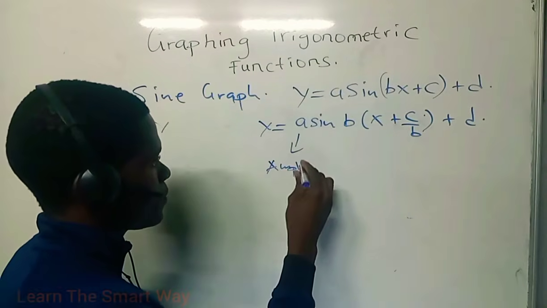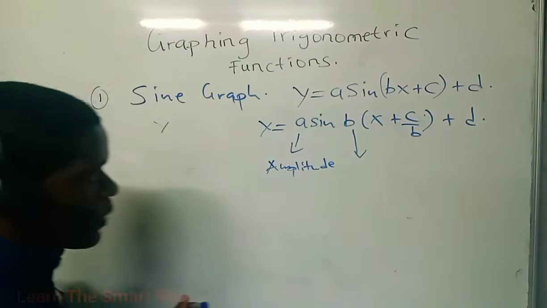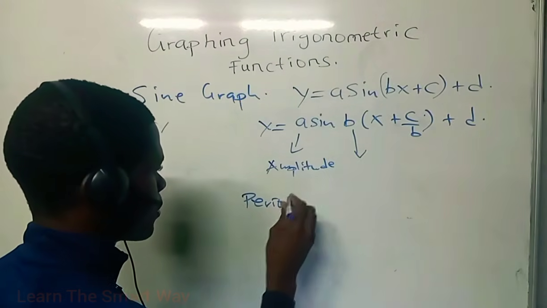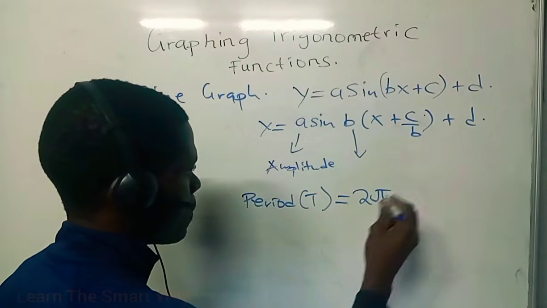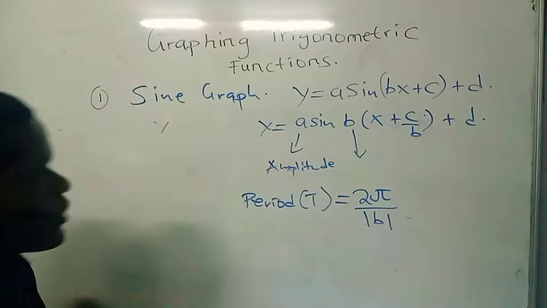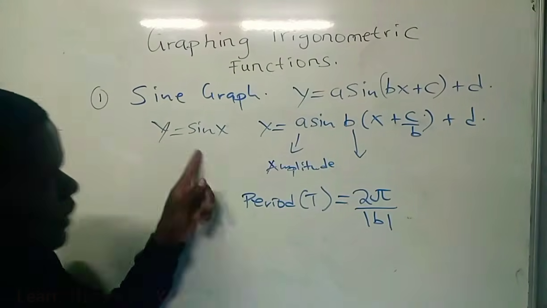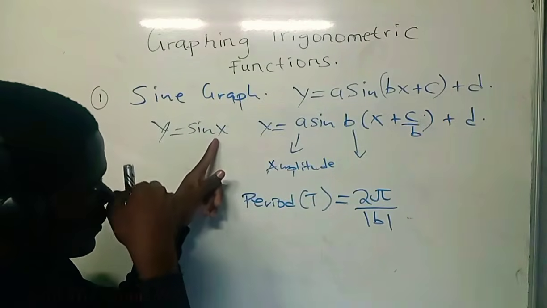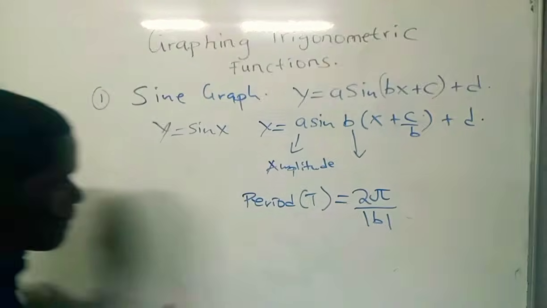This is b, which is going to help us determine the period. The period, denoted by capital T, is determined by dividing 2 pi by the modulus of b. For example, in a basic sine graph, y is equal to sine of x, the coefficient of x is actually 1. That explains why the period is 2 pi.